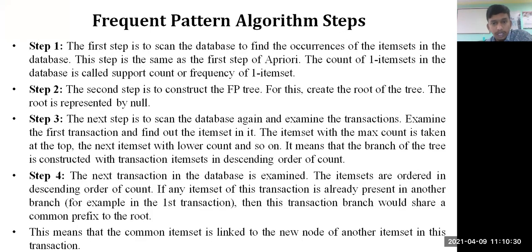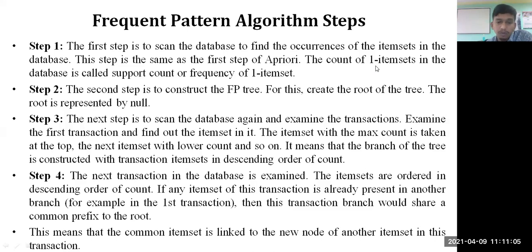In step 1, the first step is to scan the database and understand the support values of each item set. You'll be calculating the support value, and for this algorithm they will mention the minimum support threshold value. That will be very clearly given. If it is not given, we can assume it ourselves and go ahead. The second step, as part of frequent pattern tree construction, is to assume that the root element is always equal to null.